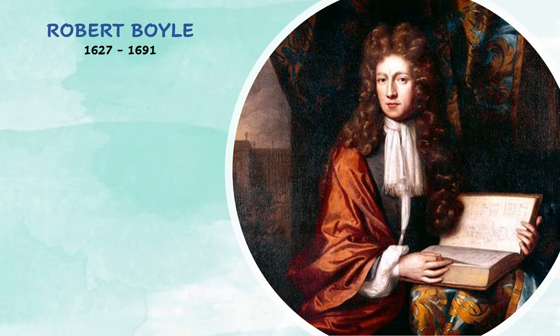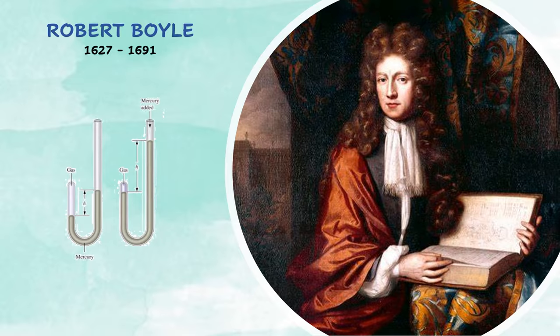Robert Boyle, 1627 to 1691, an Irish scientist, discovered the inverse relationship between volume and pressure. Boyle used a J-tube in his experiment to prove his law. He experimented with pouring mercury into a J-shaped glass tube.